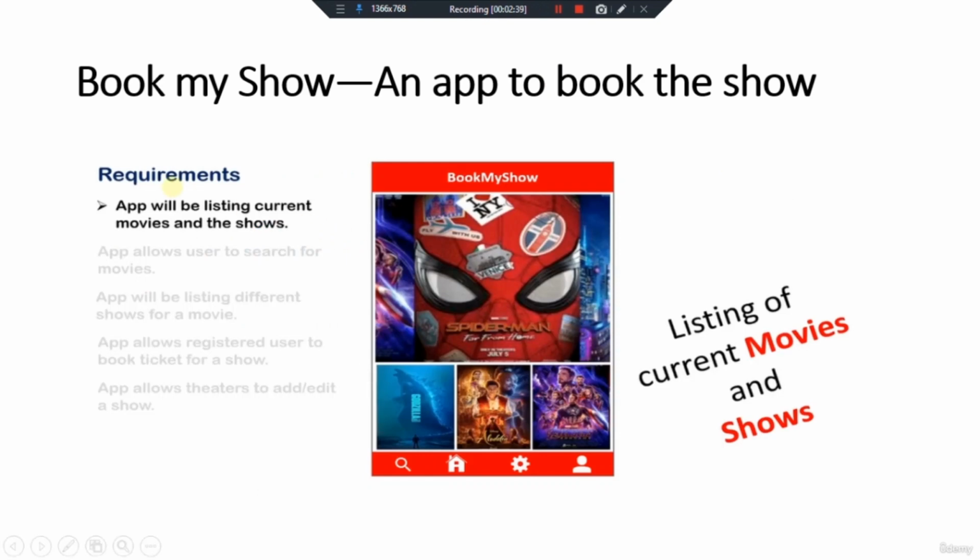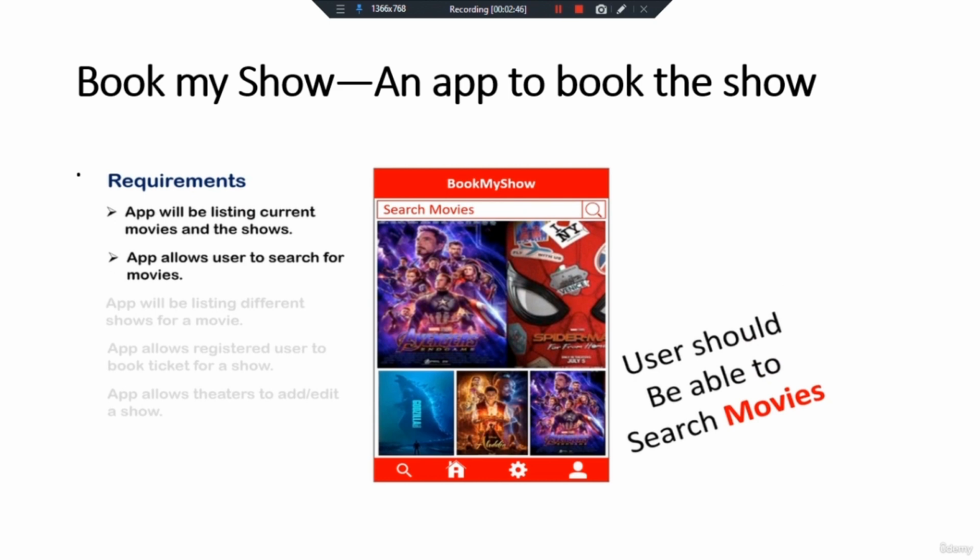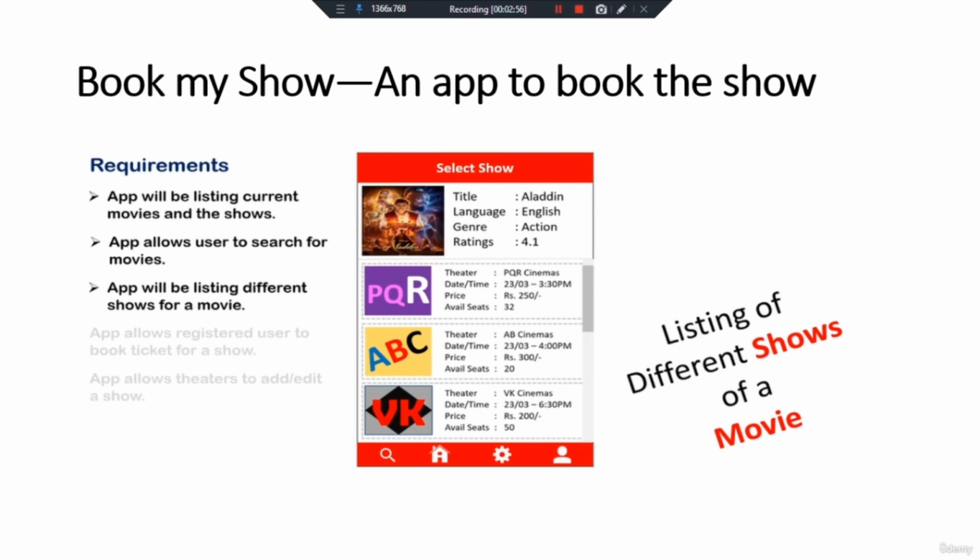This app should show all the current movies and the shows that are running. The next point: this app should allow all users to search for a movie. They can browse any movie, and this app will list the different shows for a given movie. If the user has selected one movie, there may be 4 or 5 different show timings, so it shows all the timings.